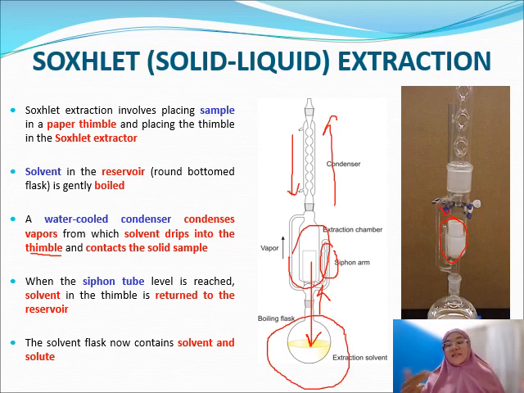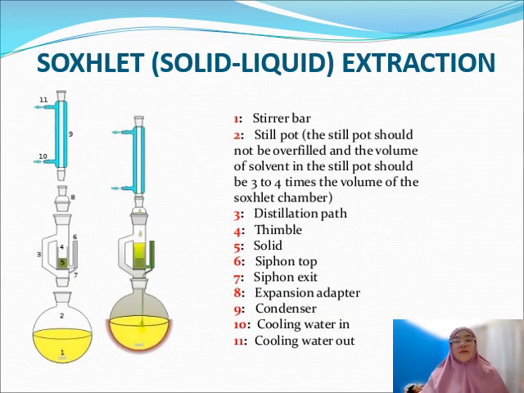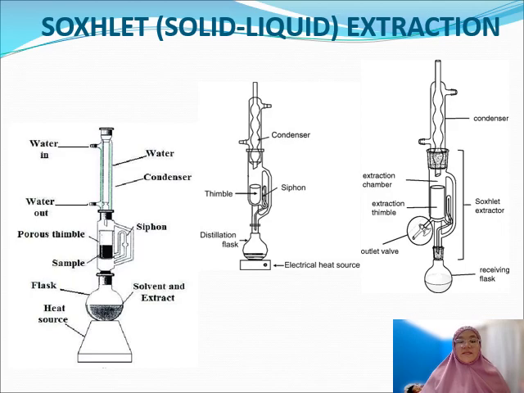Okay, the process is continuous, without reducing the volume of solvent. So the components here are listed from number 1 until number 11 inside the SOXHLET procedure. This is the siphon tube. Okay, this is a thimble where you add your dry sample.